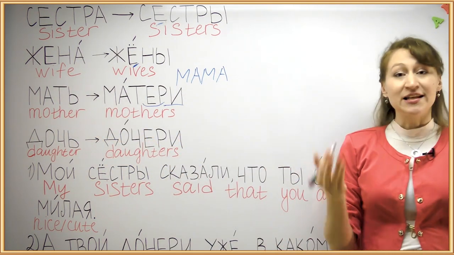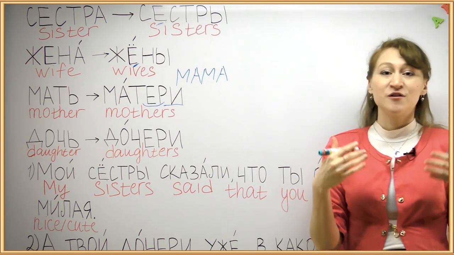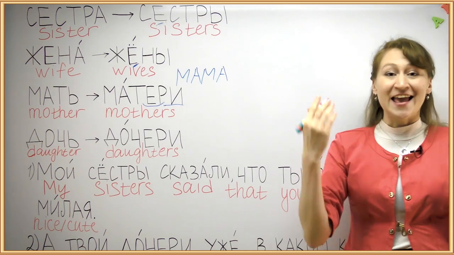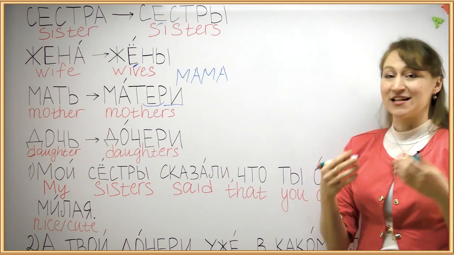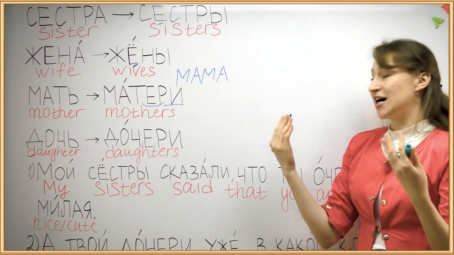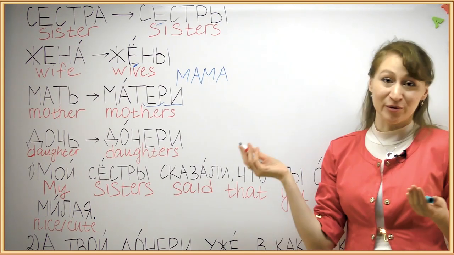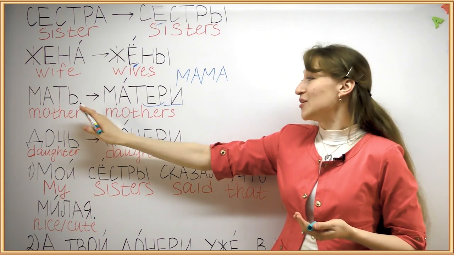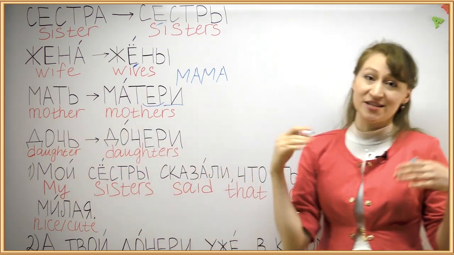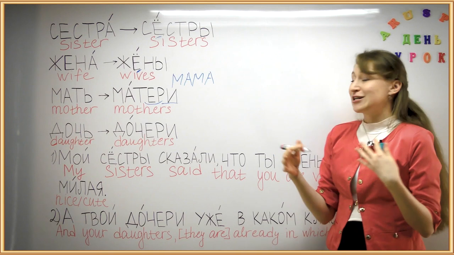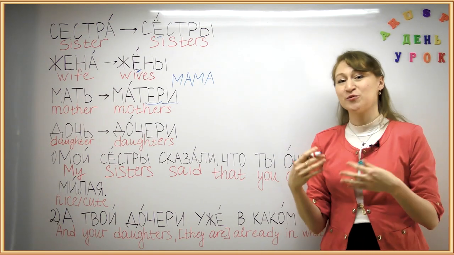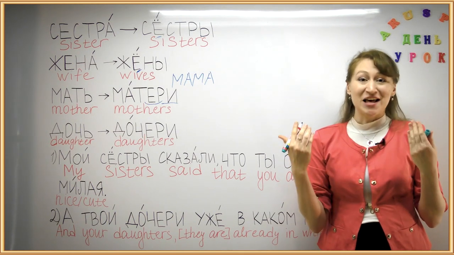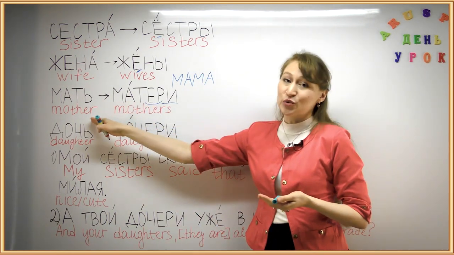For example, in literature. So if the author describes the character and his life, and his mother was a seamstress, for example, the author will use the word мать, because the author is not attached to the character. So he can allow himself to use this word.